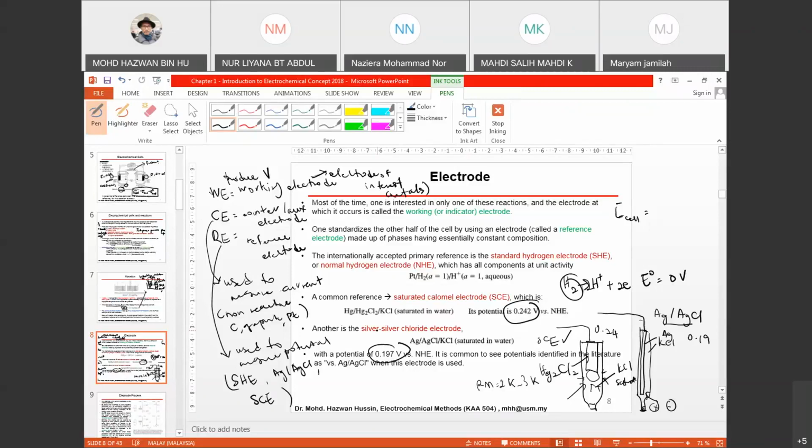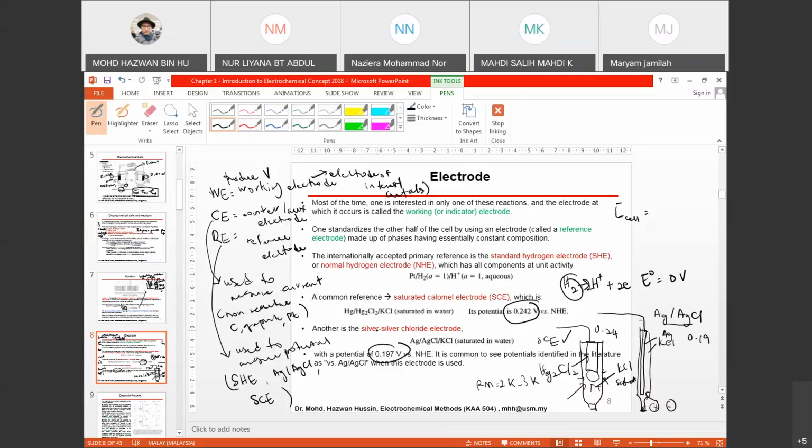Okay, Doctor. I would like to ask, what's the difference between SHE, standard hydrogen electrode, and normal hydrogen electrode? All right. So what's the difference between standard hydrogen electrode and normal hydrogen electrode? The difference is basically based on the dimension.